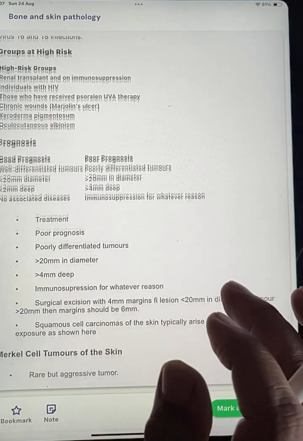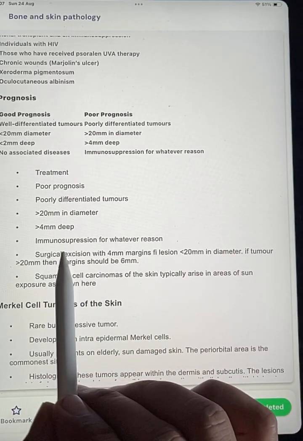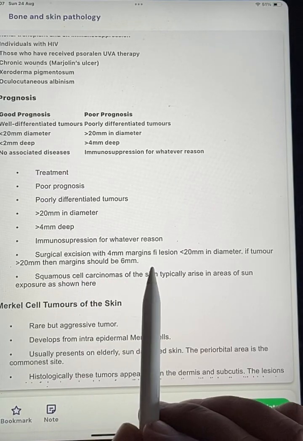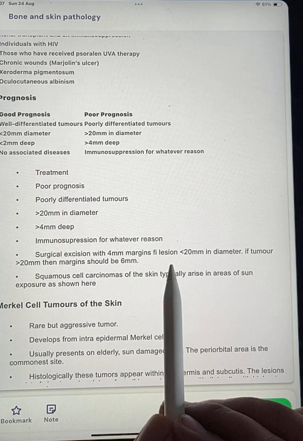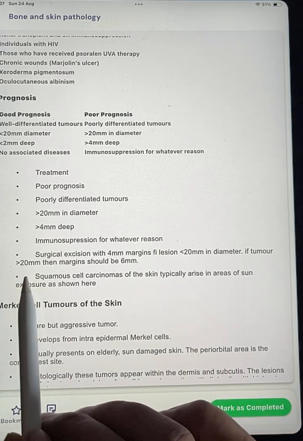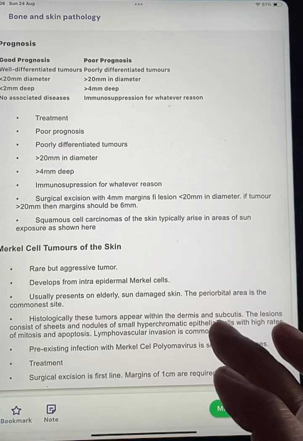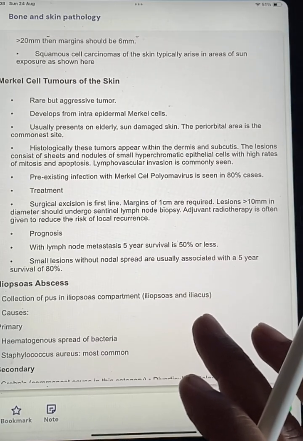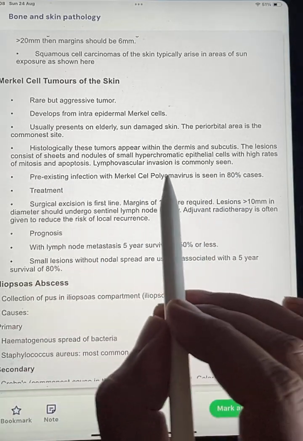Treatment: poorly differentiated tumors, immunosuppression for whatever reason, surgical excision with a 4 mm margin if the lesion is less than 20 mm. If more than 20 mm, then the margin should be 6 mm. Squamous cell skin cancers typically arise in sun exposure. Merkel cell tumor of the skin is rare but aggressive, develops in the epidermis. Merkel cell: periorbital, ear, commonest site.